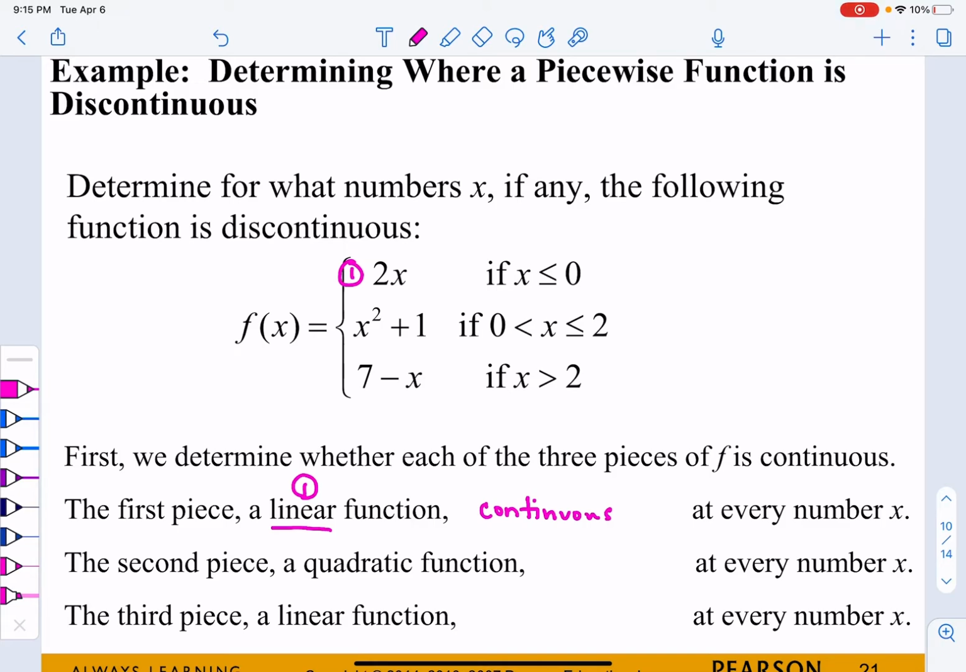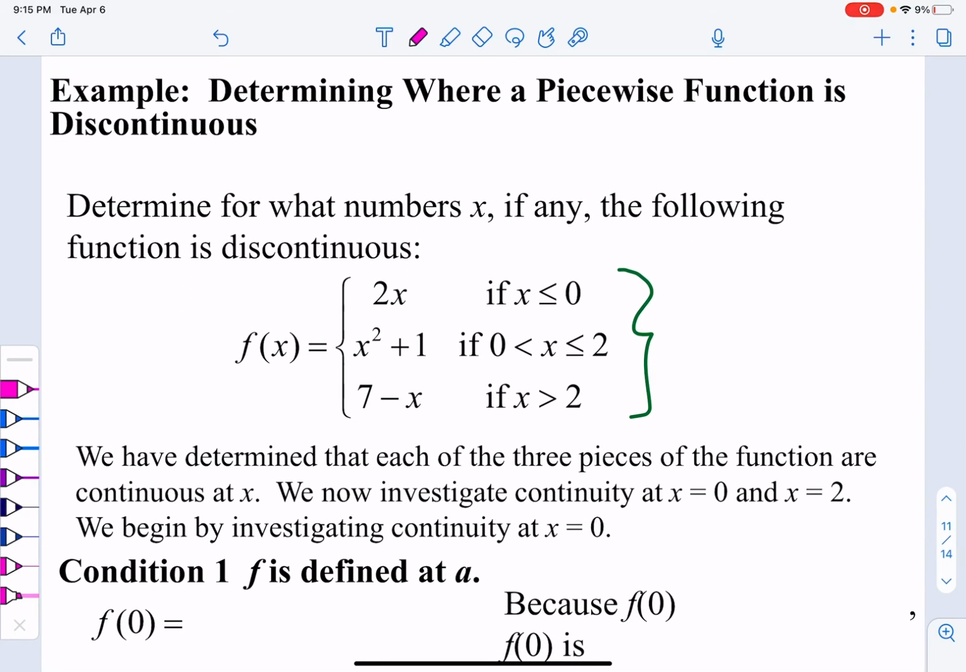The second piece, we have a second power, which tells us that is quadratic. Now, if you think about your quadratic functions, our parabolas, our U-shaped graphs, is there any limitation to our domain of that? That's also going to be continuous. And then the third piece is back to another linear function. Any limitation with a linear function? No limitation. So we know that that's going to be continuous at every number for x.